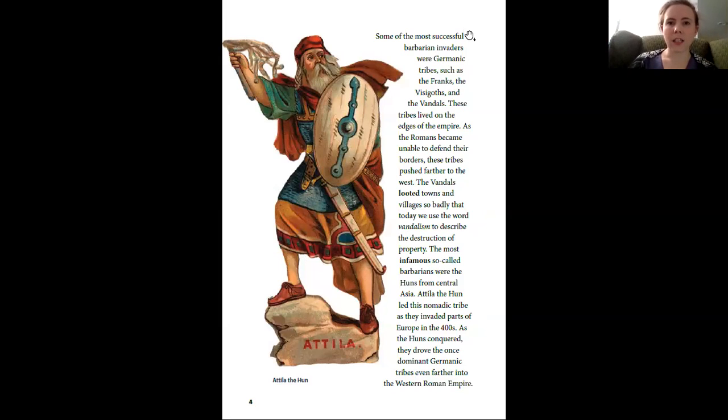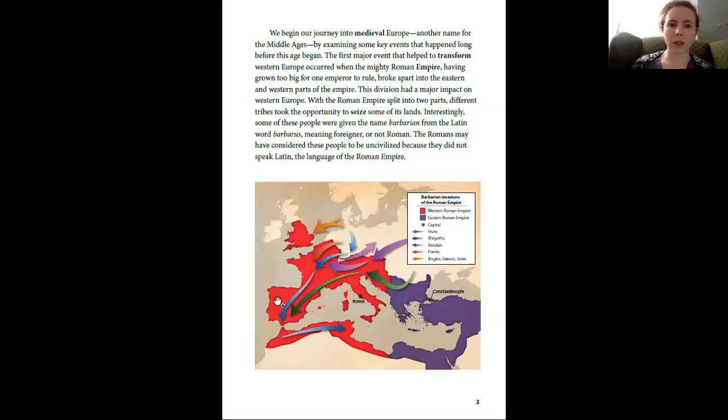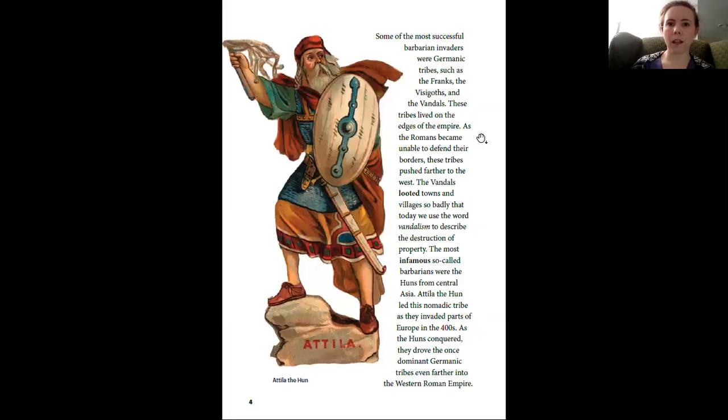Some of the most successful barbarian invaders were Germanic tribes such as the Franks, the Visigoths, and the Vandals. So there's the names again of those tribes that we saw moving through the western part of the Roman Empire. These tribes lived on the edges of the empire. As the Romans became unable to defend their borders, these tribes pushed farther to the west. The Vandals looted towns and villages so badly that today we use the word vandalism to describe the destruction of property.